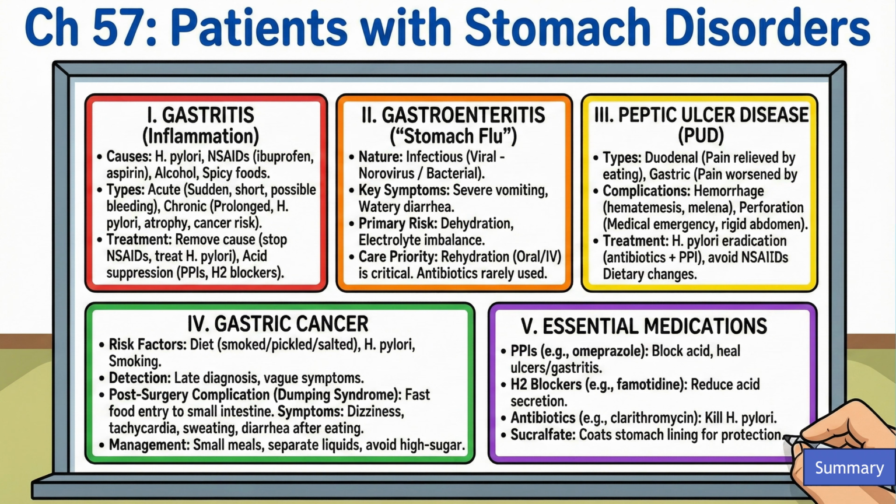The next one is gastroenteritis, the stomach flu, highly prevalent globally. Viral gastroenteritis is the most common cause of acute diarrhea. Transmission is often via the fecal-oral route. Infection leads to inflammation of the stomach and intestine, disrupting absorption and causing excessive fluid secretion into the lumen.